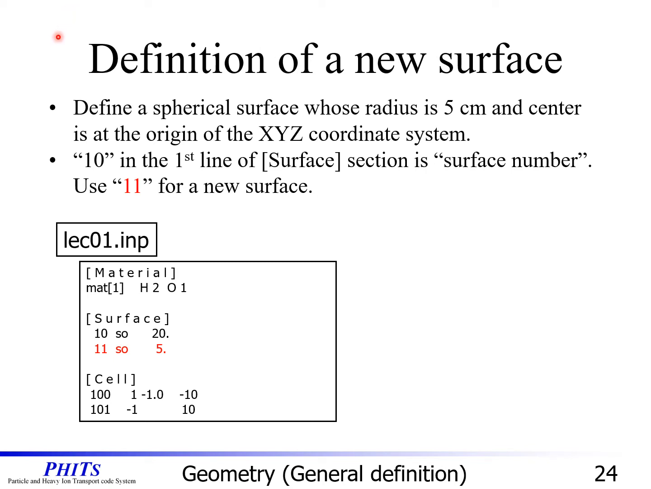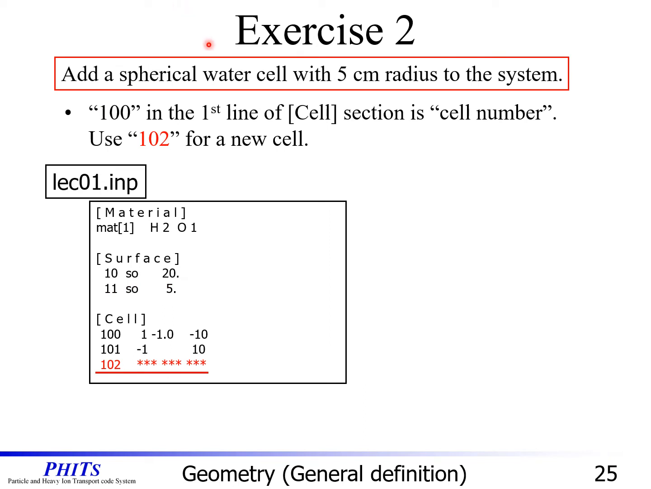In this slide, let's define a new surface. Please define a spherical surface whose radius is 5 cm and center is at the origin of the XYZ coordinate system. The surface number of the new surface is 11. In this step, we just define the surface, thus the geometry does not change. In exercise 2, please add a new spherical water cell with 5 cm radius to the system. Let's use 102 for the new cell number. Let's start with this exercise.